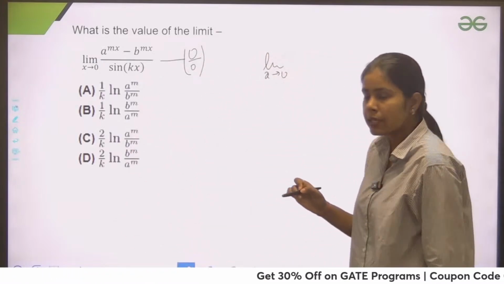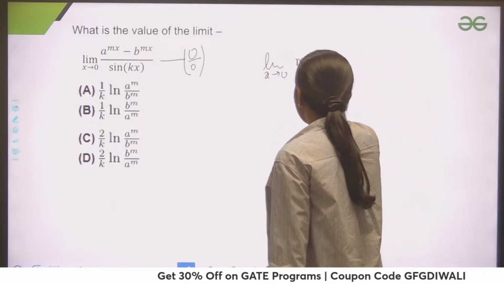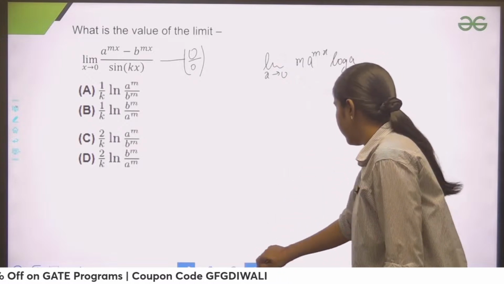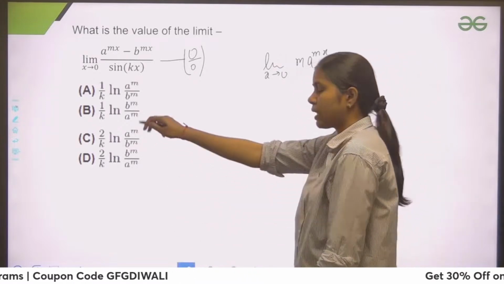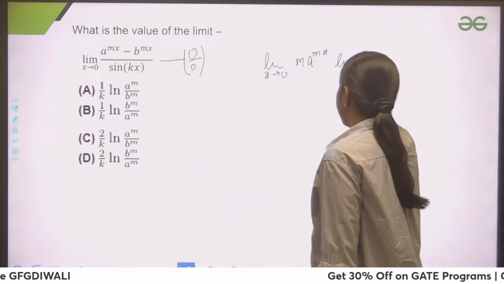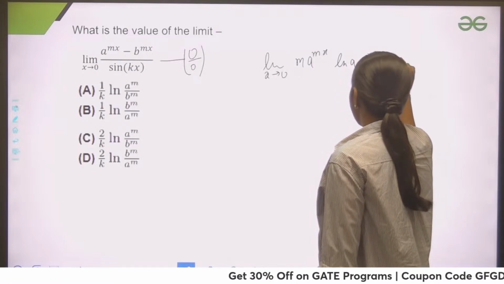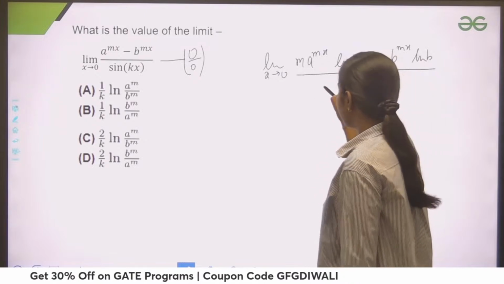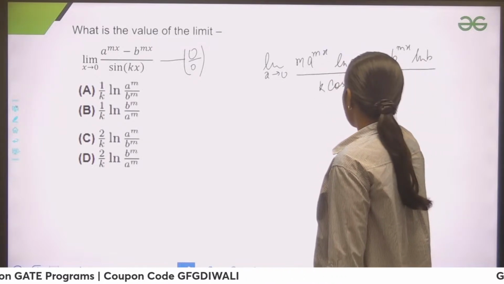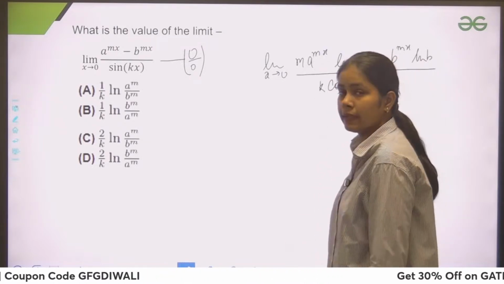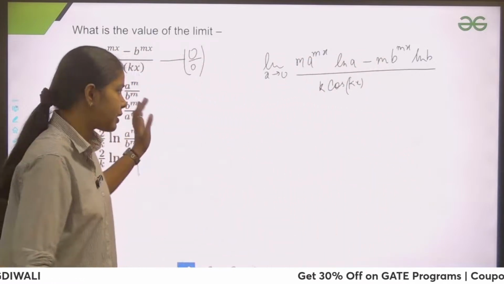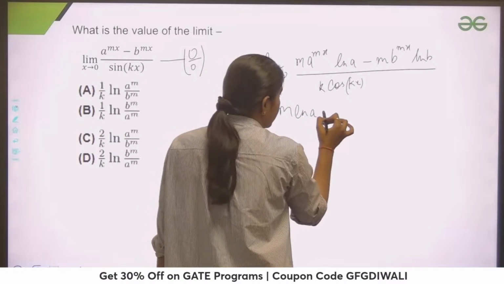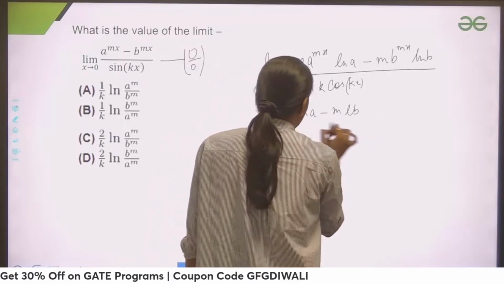Differentiation of a to the power mx is m a to the power mx log a. Let's use ln a instead of log because they have used ln, right? Ln a minus m b to the power mx ln b, upon differentiation of sine kx, which is k cos kx, right? This is the differentiation. Now let's put x as 0. M a to the power 0 is 1, so m ln a minus m ln b upon k.